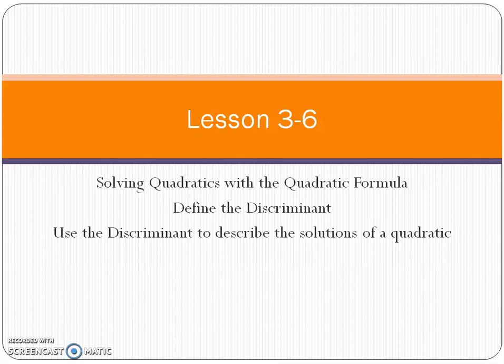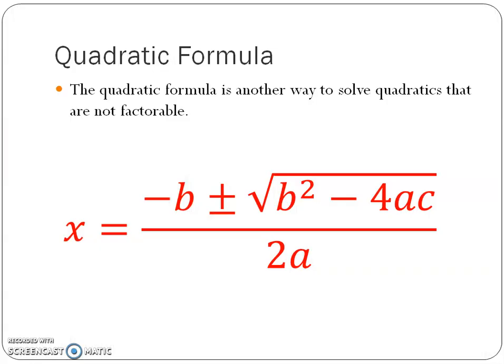Okay? Then after we do that, we're going to talk about the discriminant. And the discriminant is something that we will use that's part of the quadratic formula, and we use that to describe the solutions. So what is the quadratic formula? Well, the quadratic formula is x equals negative b plus or minus the square root of b squared minus 4ac, all divided by 2a.